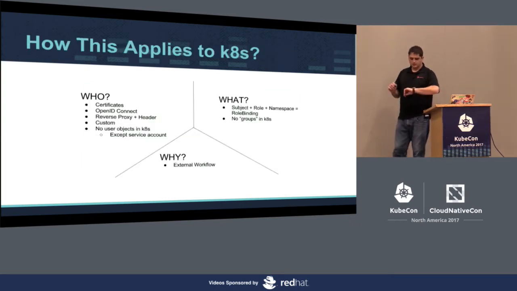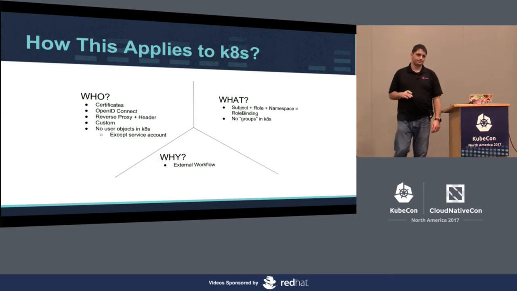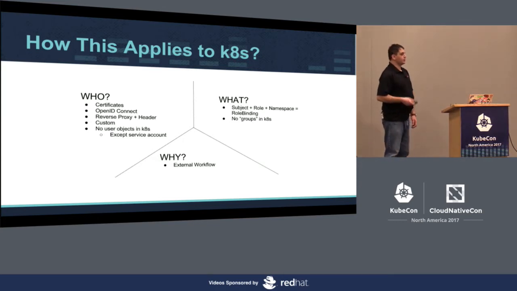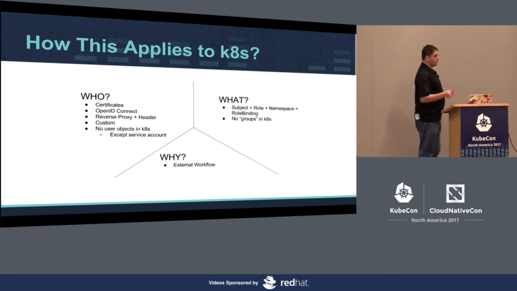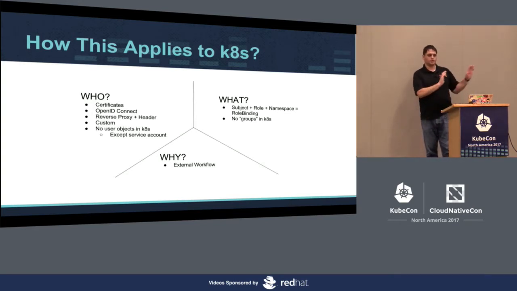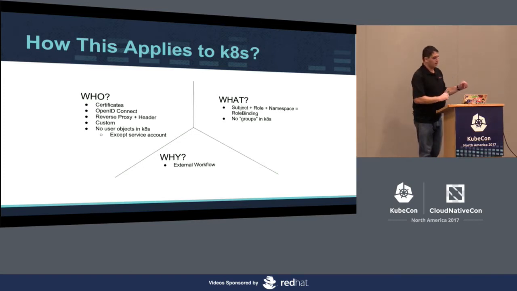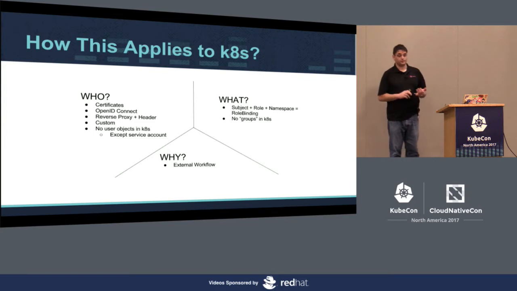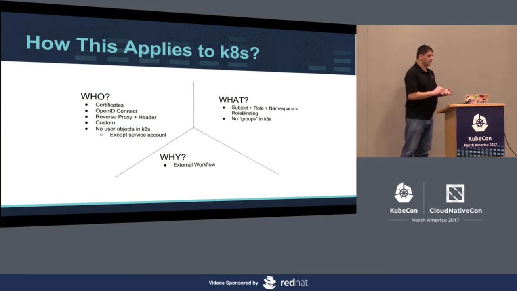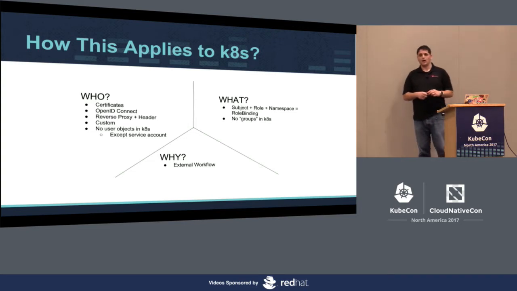So let's talk a little bit about technology. How does this actually work in Kubernetes? I break identity management down into who, what, and why. Who are you? What can you do? Why can you do it? So the who is where the most existing implementation is inside of Kubernetes. And so that's typically authentication. You have certificates, you have OpenID Connect, and reverse proxy are really the big ones, and then custom.